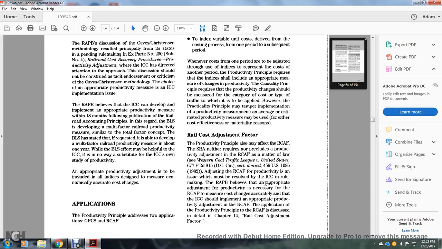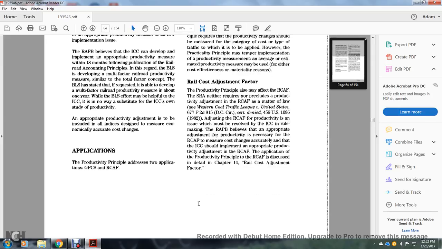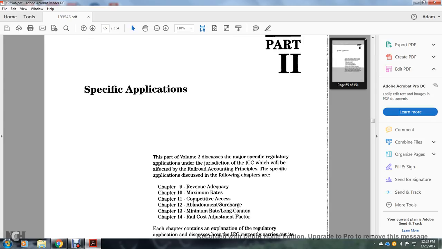The Railroad Accounting Principles Board believes an appropriate productivity adjustment is necessary for the railroad cost adjustment factor to measure cost change accurately, and that the Interstate Commerce Commission should implement the appropriate productivity adjustment of the railroad cost adjustment factor. The application of the productivity principle to the railroad cost adjustment factor is discussed in detail in Chapter 14, Railroad Cost Adjustment Factor, Part 2, Specific Applications.